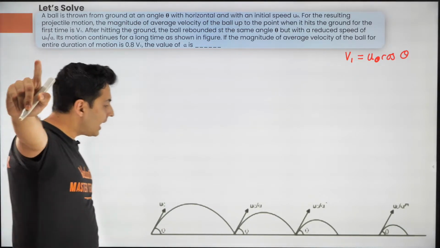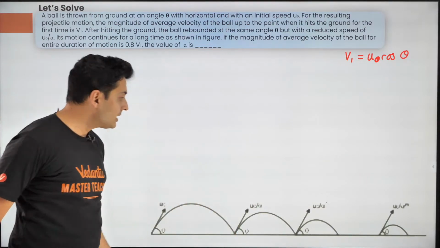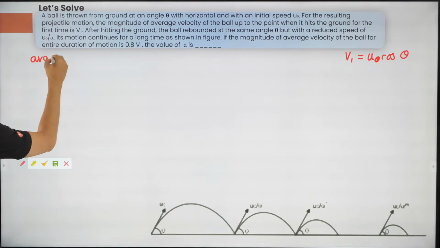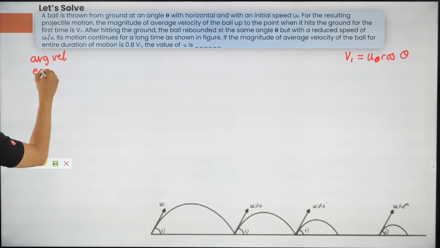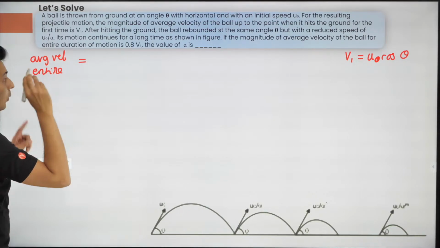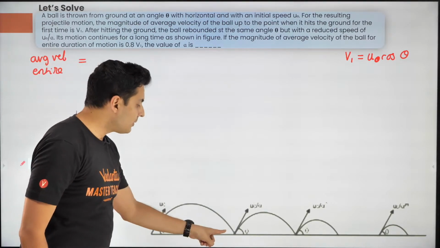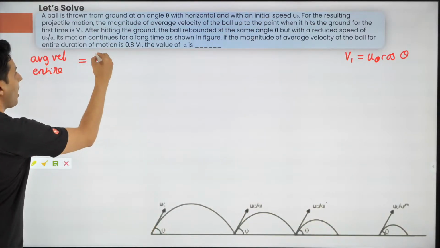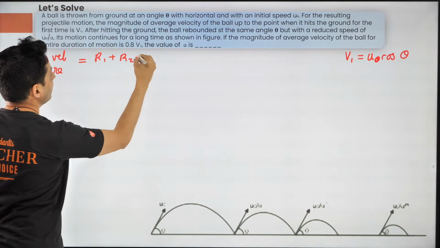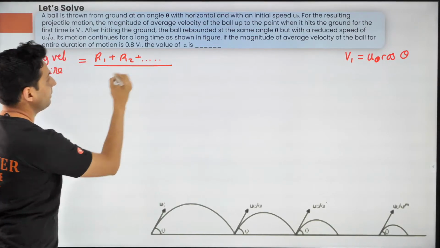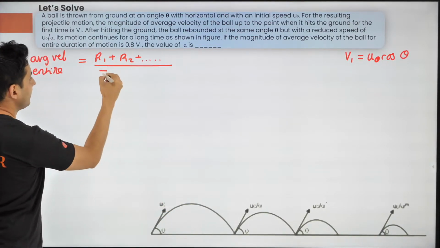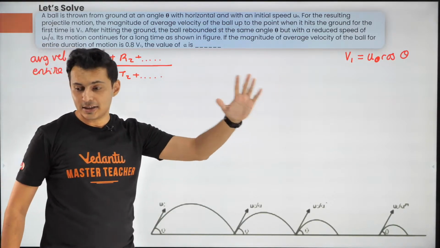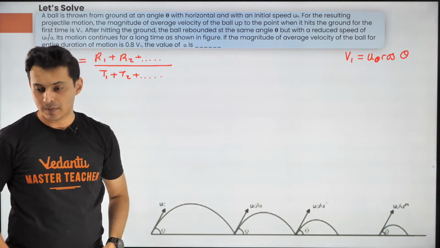Now, for the entire thing, what will be the average velocity? The average velocity for the entire thing will be range 1 plus range 2 plus range 3 plus range 4. There are many ranges like that, R1 plus R2 and so on, divided by total time. That means T1 plus T2 plus so on. There will be many terms like that. I hope this is clear.